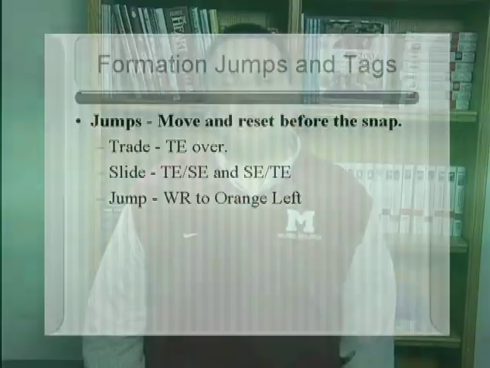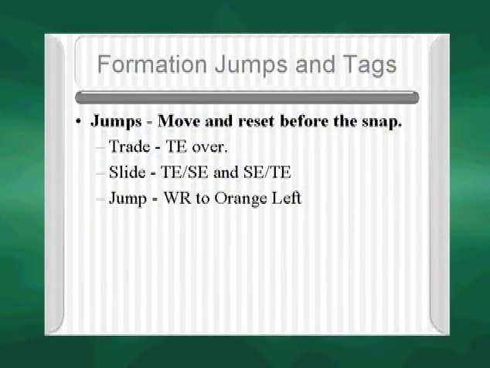Jumps and tags also have become a big part of our offense. When we talk about jumping, we're talking about moving our formation. When we trade, we take our tight end and we move him from one side or the other, changing formation strength from balanced to unbalanced. Sometimes we move our halfbacks with him, sometimes we don't.